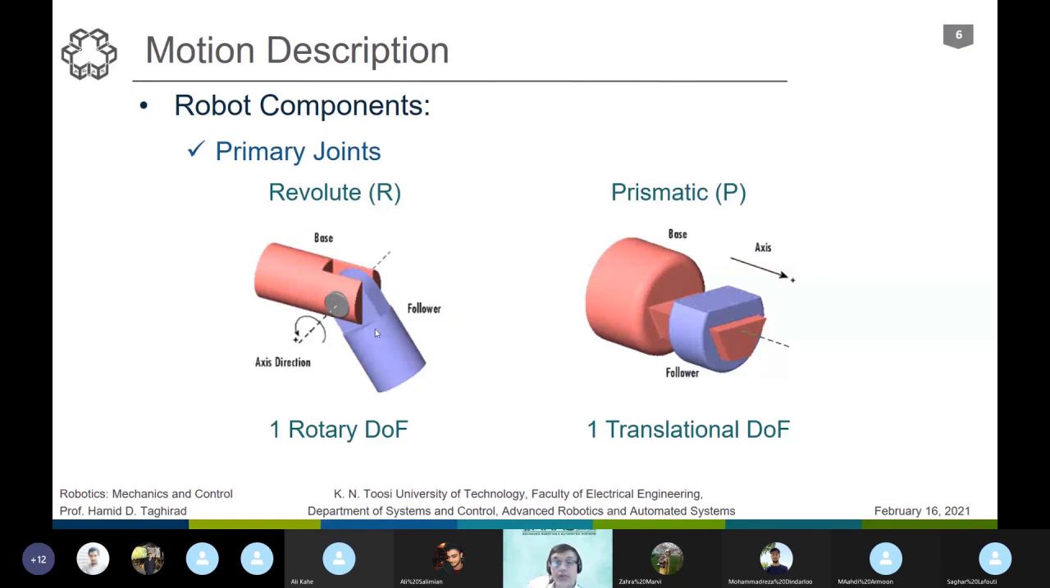Another primary joint, which is also very important, is prismatic, and we denote it with P joint. This also has 1 degree of freedom, but there is an axis of motion for the follower. But as you see, the motion is translational. It is not rotational. And by adding these joints together, we can have another structure. We call them primary joints because they are the binary joints or the basic joints. If we have some more sophisticated joint, we can replace it with these primary joints.